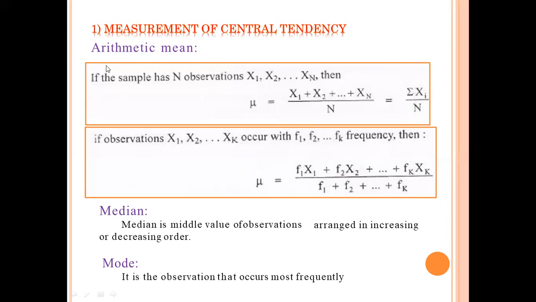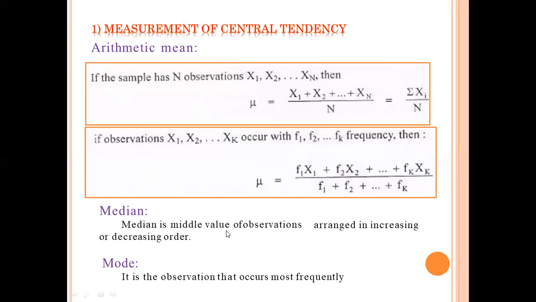So that is the first parameter that we are going to calculate in the calculation of central tendency for frequency distribution or statistical analysis. The second one is the median. Median is nothing but the middle value of observations arranged in increasing or decreasing order. Means if the observations are arranged in increasing order, or in decreasing order, then the central or middle value is called the median.